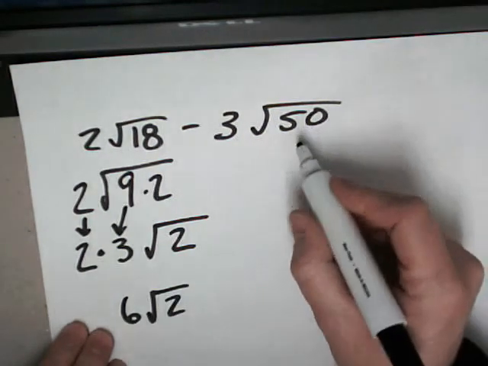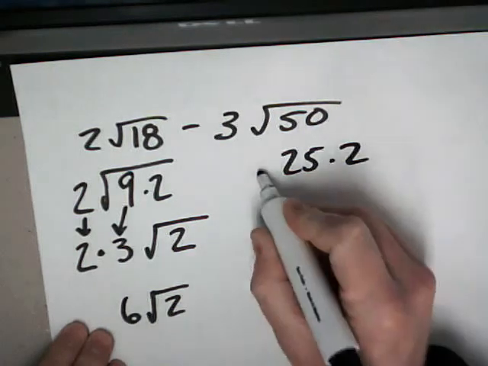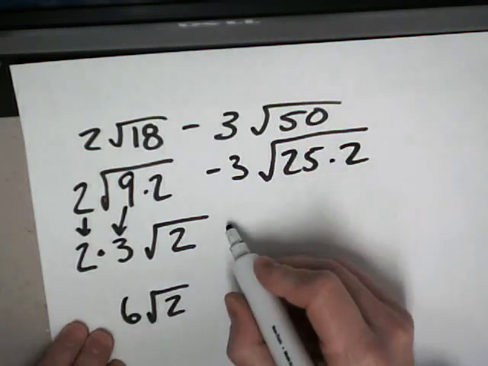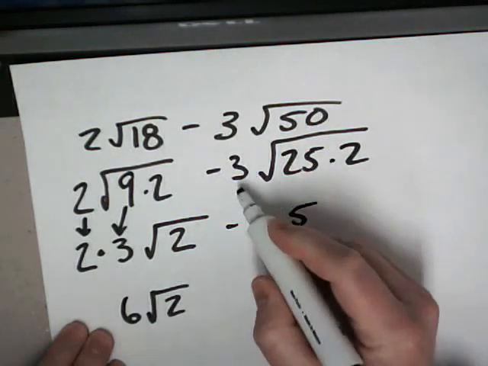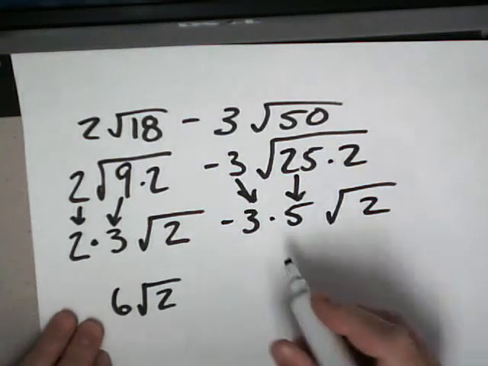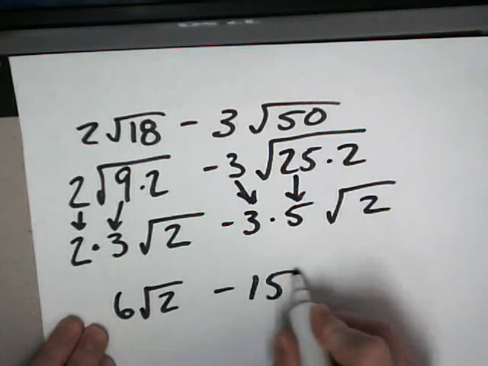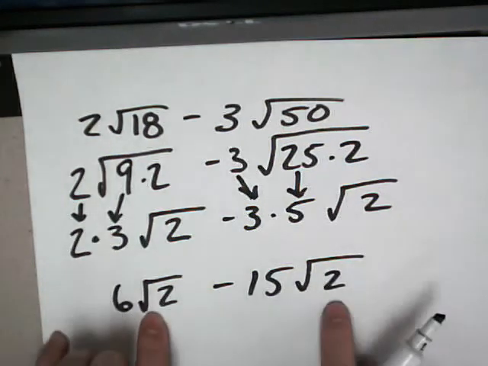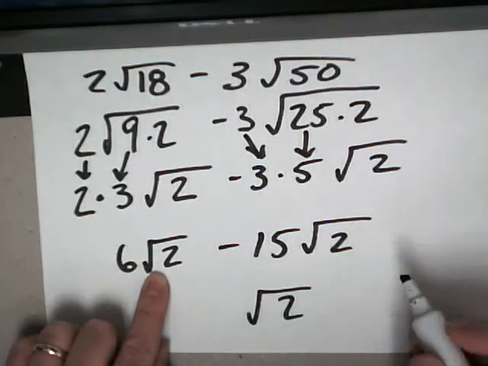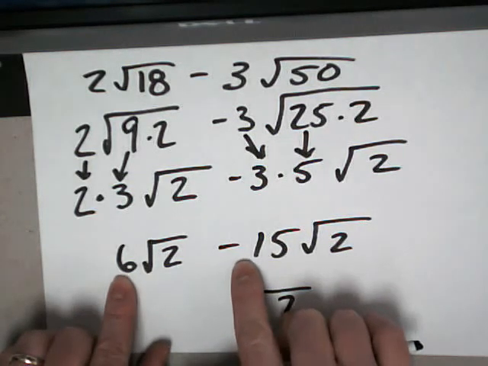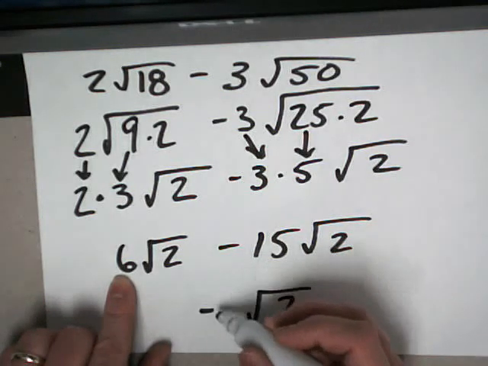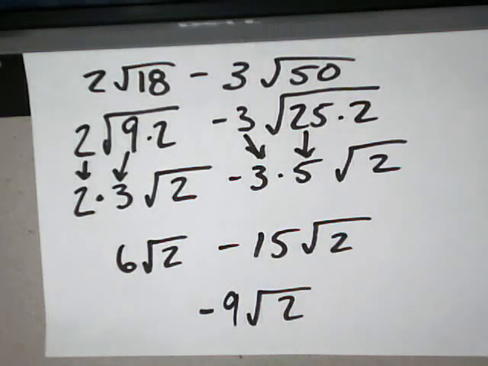This guy, well, 50, that's 25 times 2. Right? Well, 25 comes out as a 5. So you've got minus 3 times 5. That comes down as a negative 3. That comes out as a 5. And the 2 is still left in there. Well, negative 3 times 5 is negative 15 square root of 2. Well, look, now they have the same radical. So that means that if these two are the same, then my answer has a square root of 2 in it. And then 6 minus 15, well, that would be, what, 9? Negative 9? So negative 9 square root of 2.